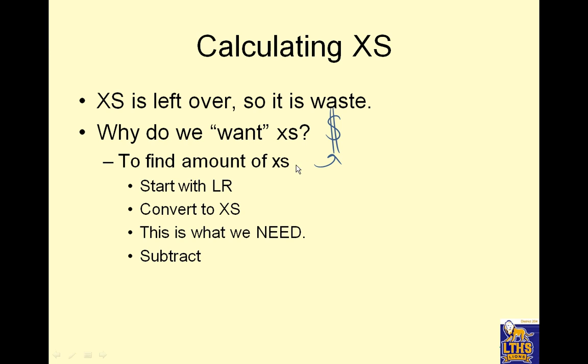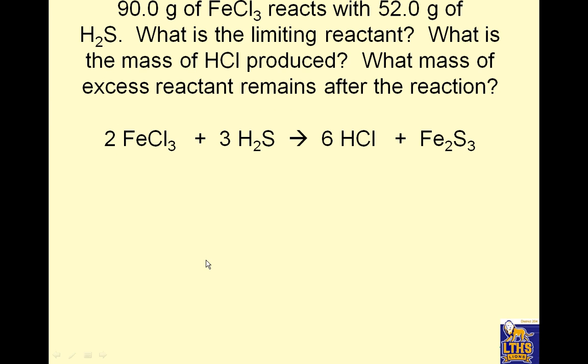So if you want to calculate the amount of excess reactant, you have to start with the limiting reactant. After you start with the limiting reactant, convert it to the excess reactant, and that tells you what you need to complete the reaction. Then you subtract how much you needed from how much you had, and you have the leftover.